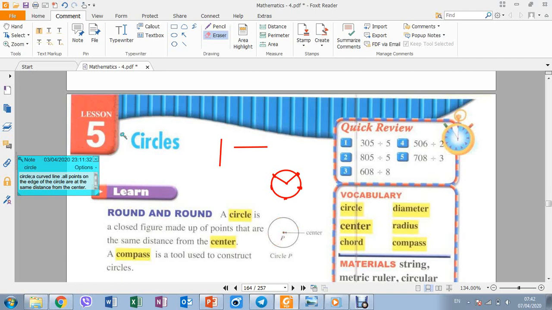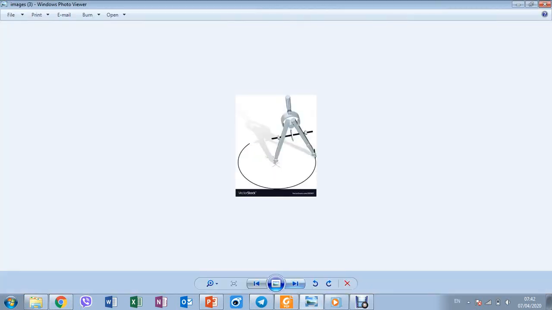So this is P. And we can use a compass. What is this compass? Look at this photo. A compass is a tool we can use for drawing a circle. How do we use it? It has two sides. The first side you need to put in the middle, and the second one with a pen you need to rotate around this point without any movement. This is a compass.